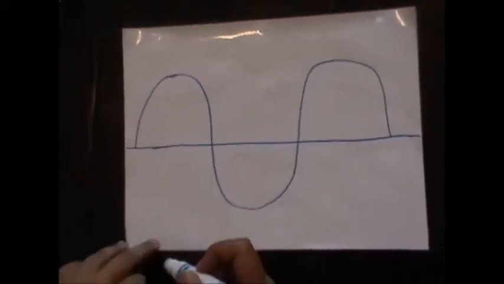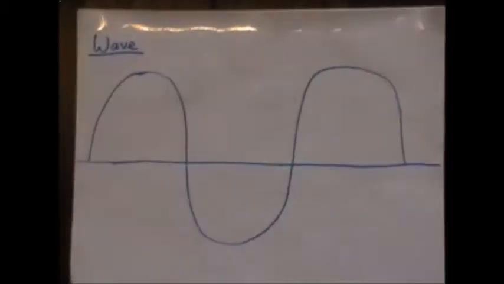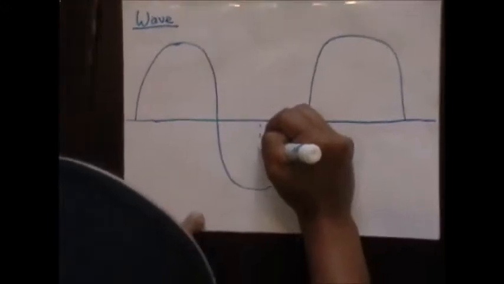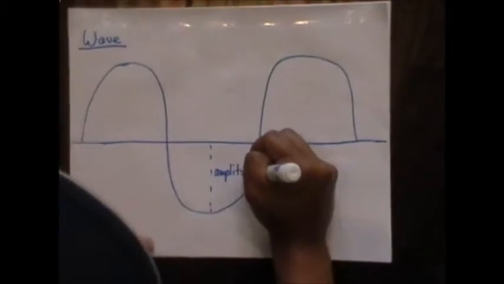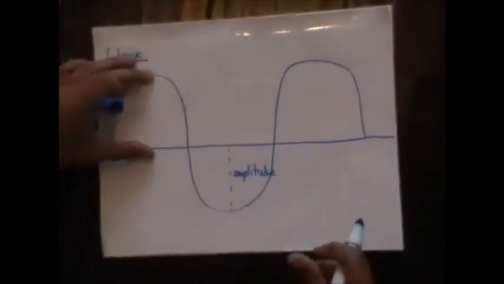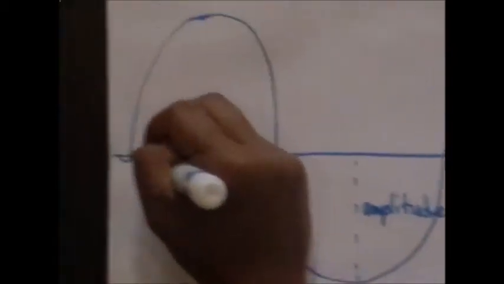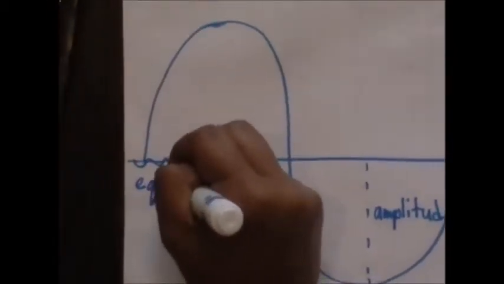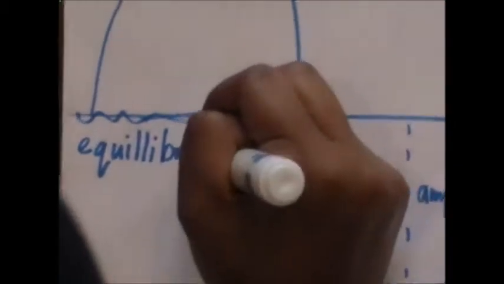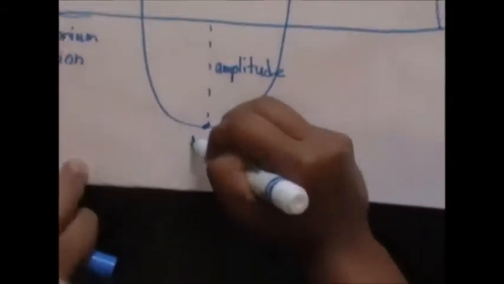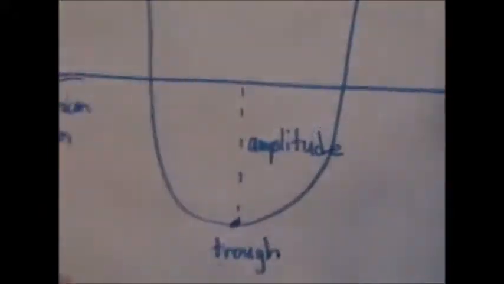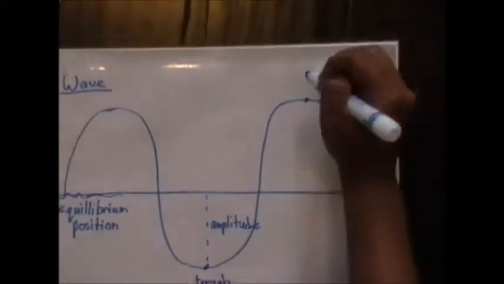Today's first topic will be about the wave. Okay, so this part of the wave is called the amplitude. And that can be either how far up or below it is from the equilibrium position. Now, another part of the wave is the trough, which is the bottom part. And the top part of the amplitude is called the crest.